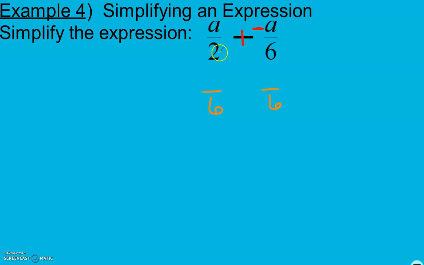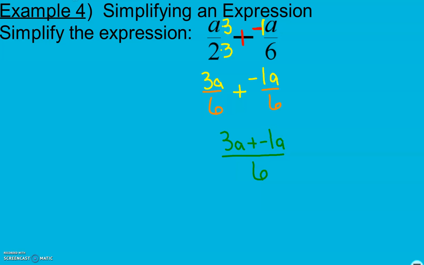To go from 2 to 6, I have to multiply by 3. And if I multiply my denominator by 3, I also have to multiply my numerator. So a times 3 is the same as 3a. 6 is already 6. So remember our coefficient, there's a 1 if there isn't one written. So I have negative 1a. Now that my denominators are the same, I can rewrite it with that common denominator of 6 and perform the operations on my numerators.